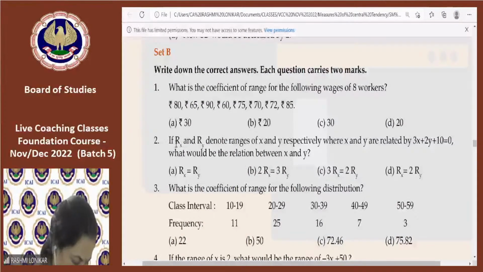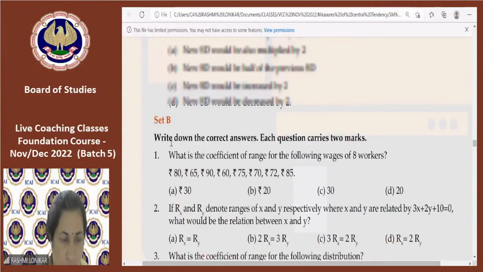Raghav, I think you joined late because we have already taken the second question here. Just when we started itself, we have taken the second question. Set B, second question on page 14.59.